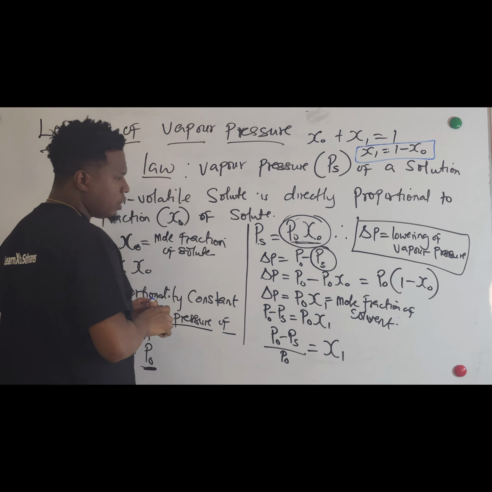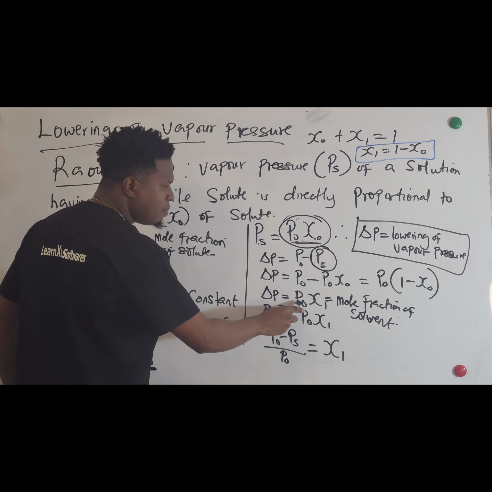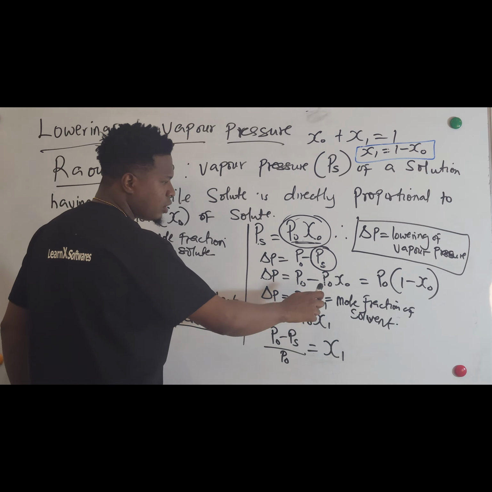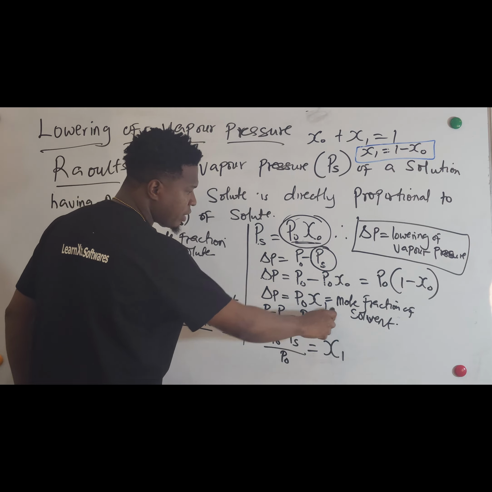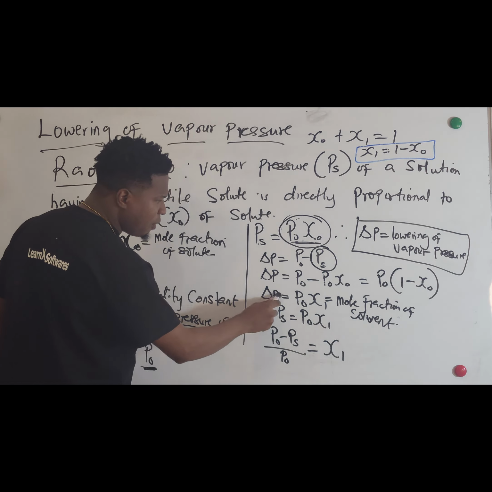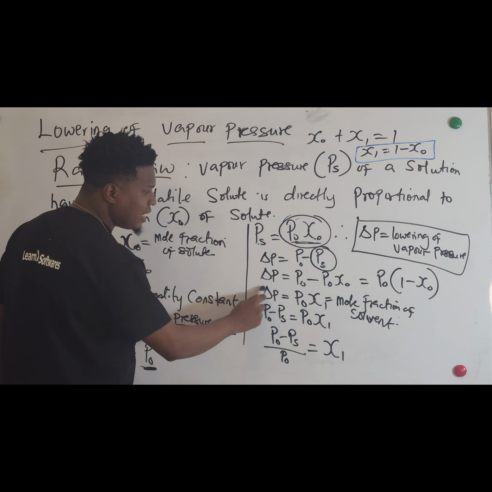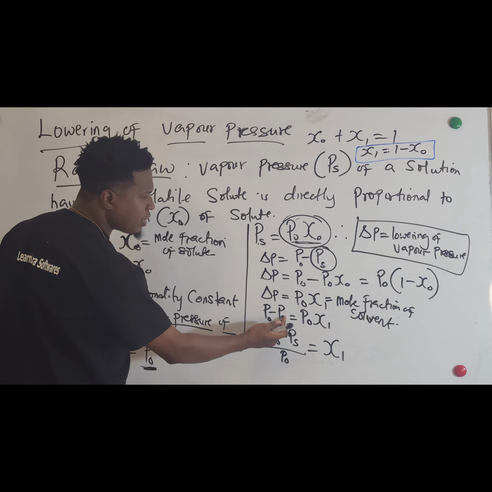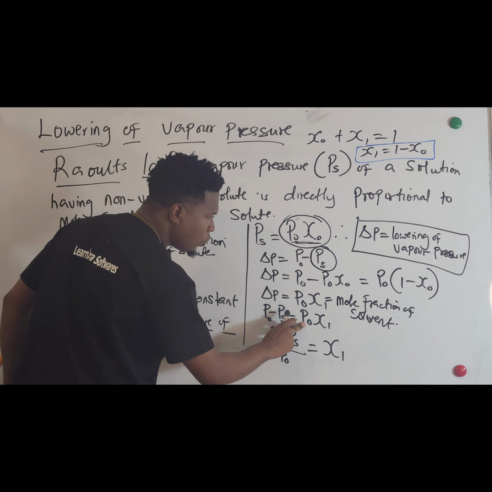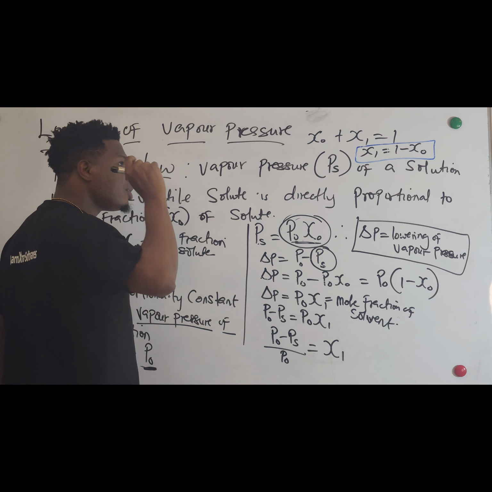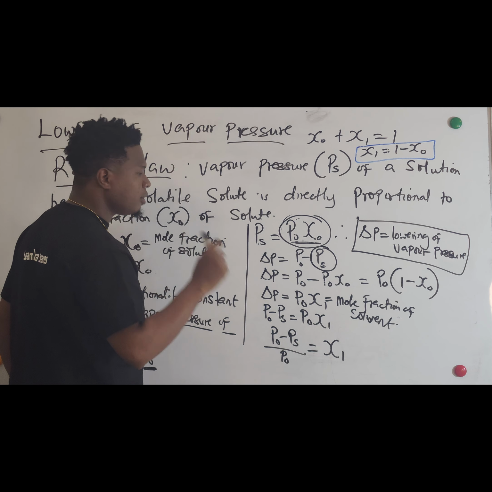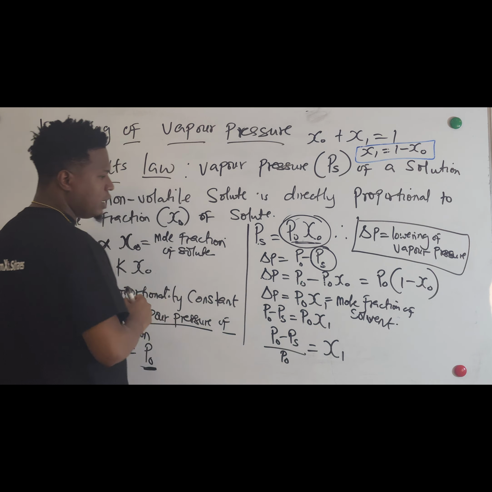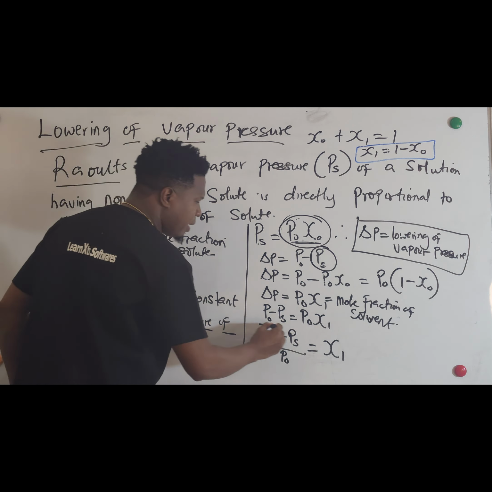Recall that this is the vapor pressure of the solvent. X1 is the mole fraction of the solvent. So change in vapor pressure, which is the lowering of vapor pressure, is P naught minus PS, which is equal to P naught, the vapor pressure of the solvent, multiplied by the mole fraction of the solvent. So this is how I came about this formula.